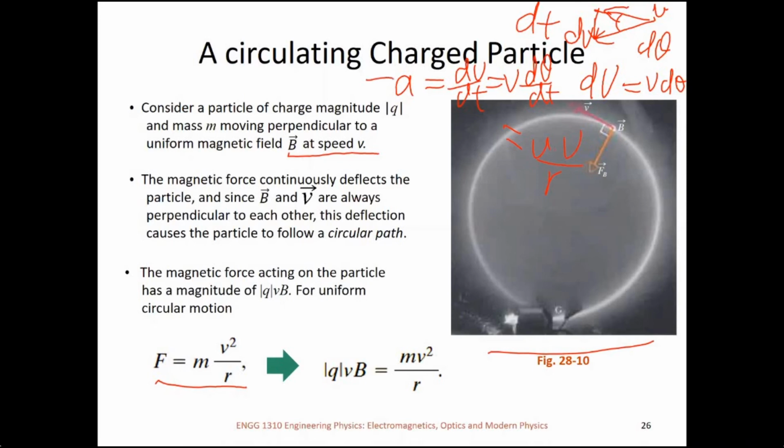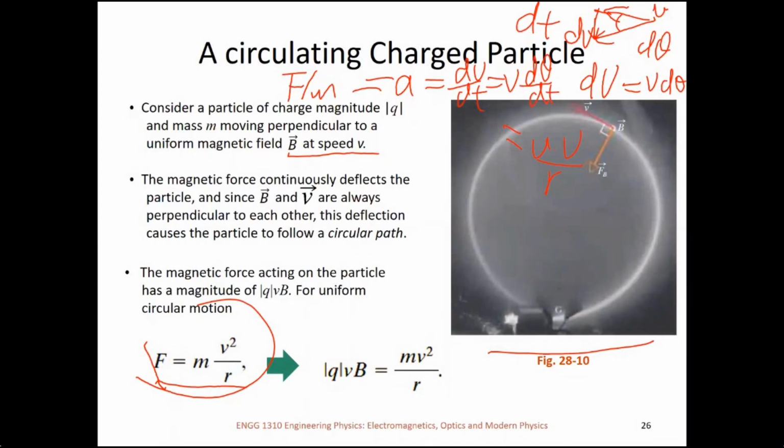On the left side, acceleration is just the force over the mass. So we can solve for the force: the force equals mass multiplied by the velocity squared over the radius. That would be the centripetal force. It is required to be provided by an internal force. Currently we have the magnetic force to provide the centripetal force, so it will be qvB equals mv squared over r.